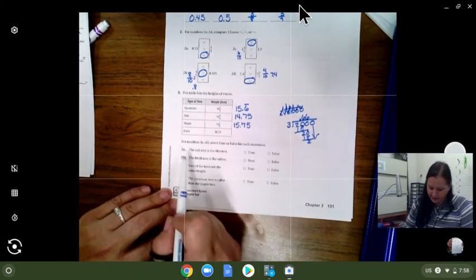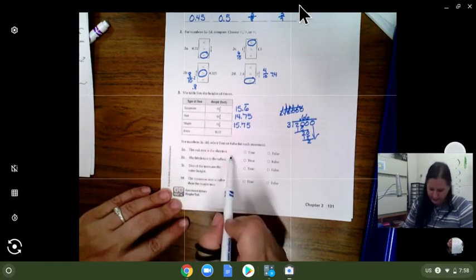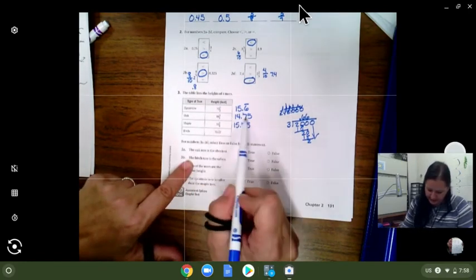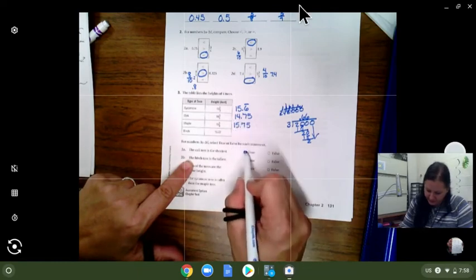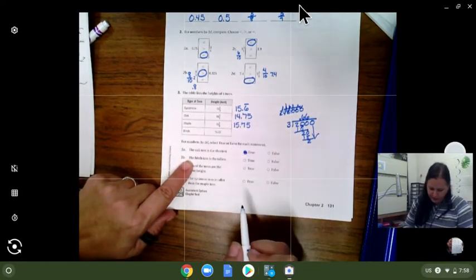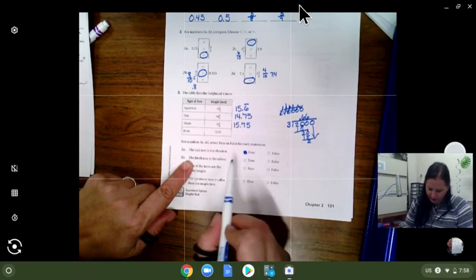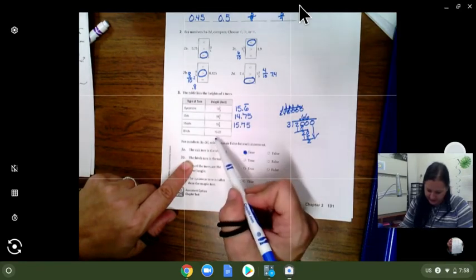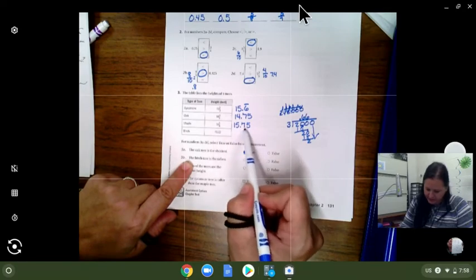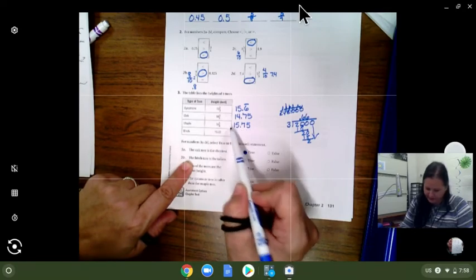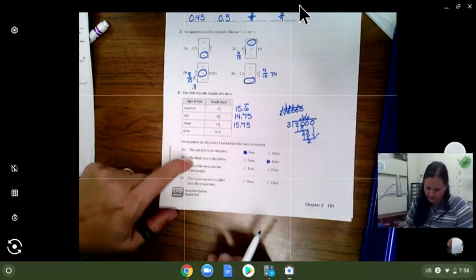All right. So, the oak tree is the shortest. So we look here. Yep, this one has 14 as its whole number. It's true, it is the shortest. The birch tree is the tallest. Which one is the tallest here? So the birch is 72 hundredths, this one's 75 hundredths, and they both have 15 as their whole number, so that is false.